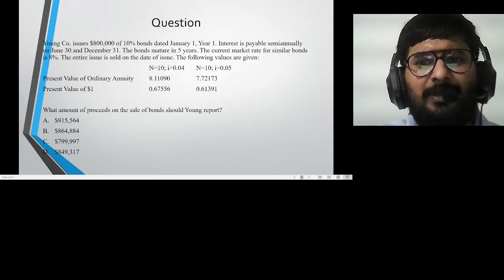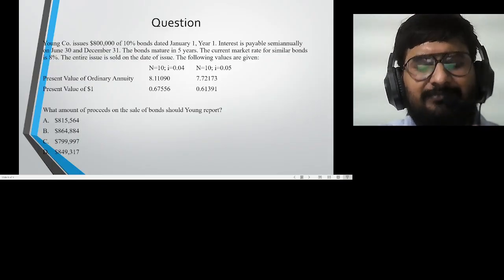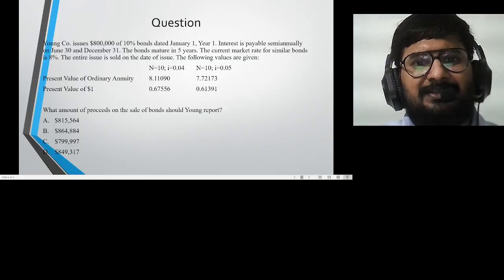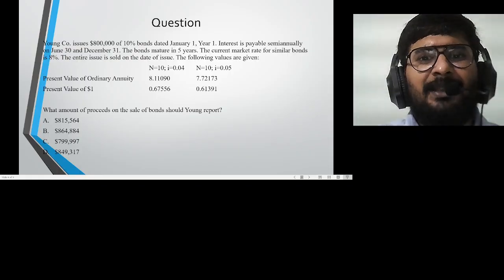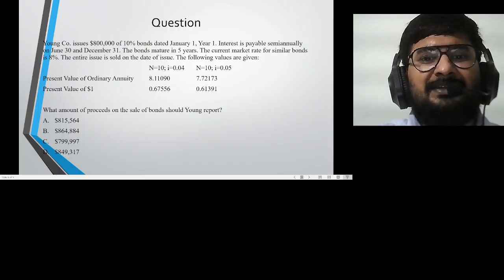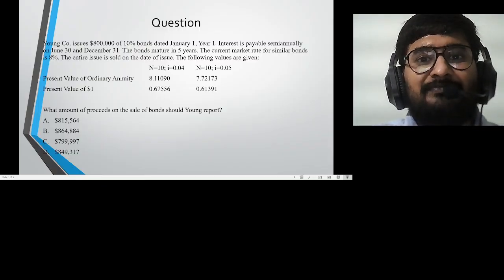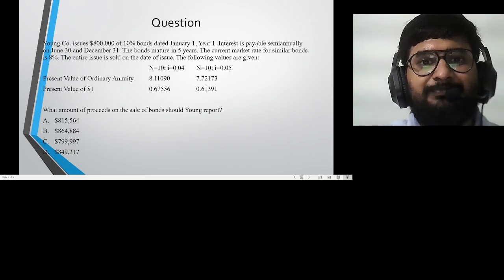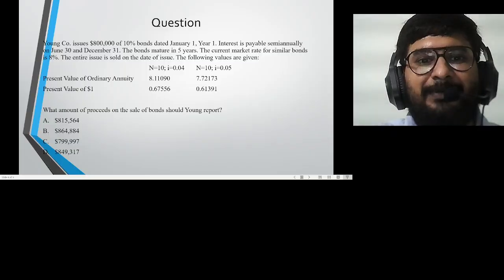So again, understand, if it would have been a normal question, that is payment made annually, I would have taken market rate of return 8%, 5 years, and multiplied the annuity factor and discounting factor accordingly. Because the payment is made more than once in a year, semi-annual, made 2 times in the year, divide 8% by 2, so it becomes 4%, and multiply the period 5 with 2, it becomes 10. So 4% interest will be paid for 10 periods.